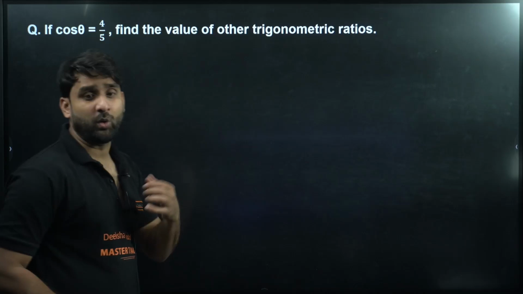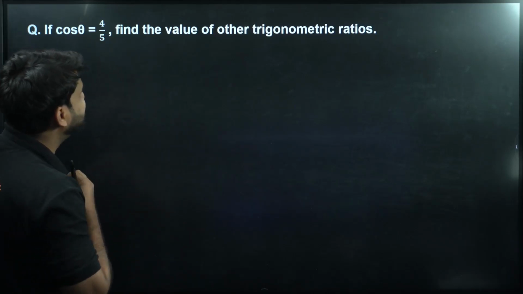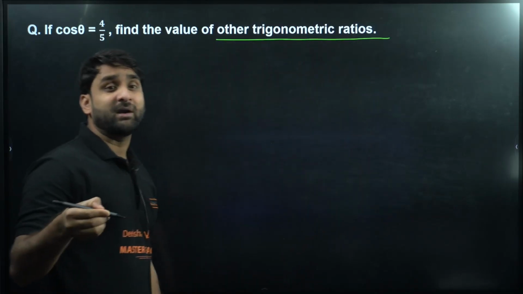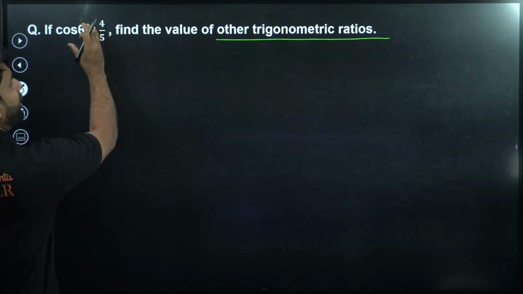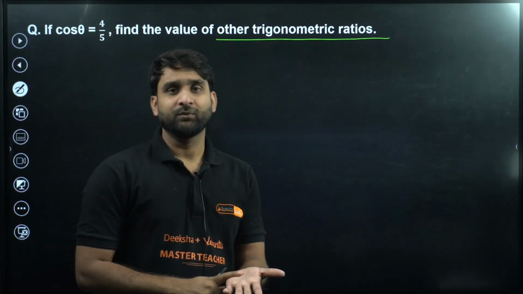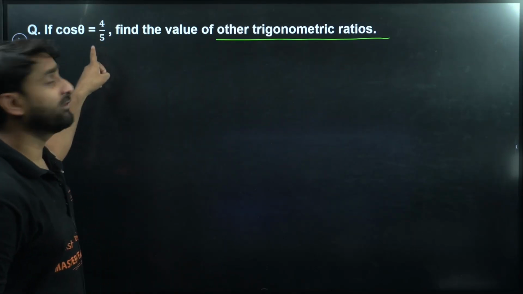So question number 1 is, if cos theta is equal to 4 by 5, find the value of other trigonometric ratios. Other trigonometric ratios means what? Apart from cos, there are 5 more trigonometric ratios: sine, tan, cosec, sec, cot. Right? So we have to find out those trigonometric ratios also using the information of this.